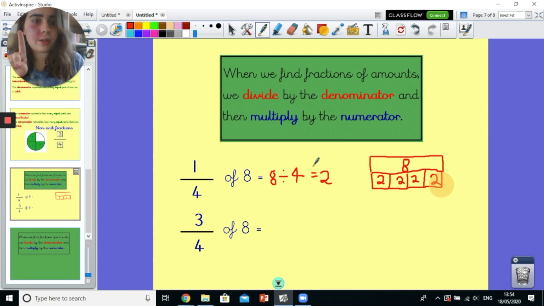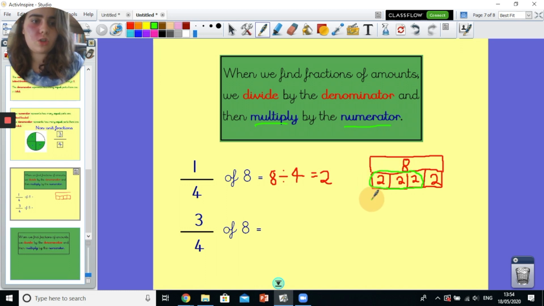Now we've worked out what 1/4 is. We need to work out what 3/4 would be as well. So we've divided by the denominator because we did 8 divided by 4. Now we need to multiply by the numerator. Remember, the numerator is the top number here. So let's go back to our bar model here. We know that 1/4 is 2. And we need to find out 3/4. So it's just 3 of our pieces, or 3 of our groups. 1, 2, 3.